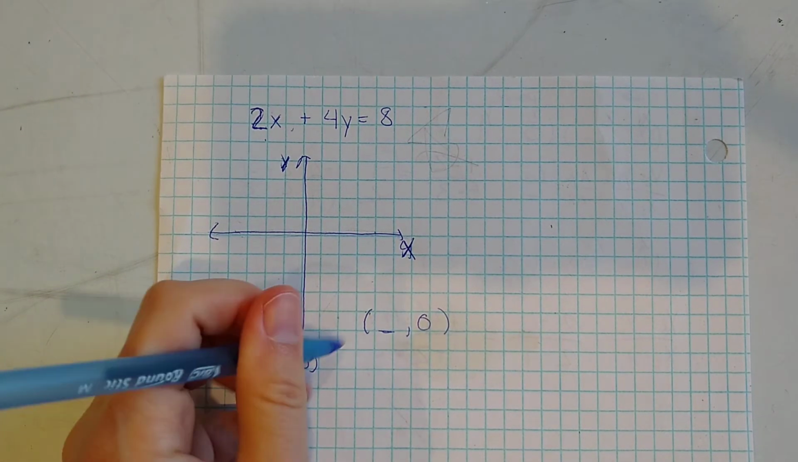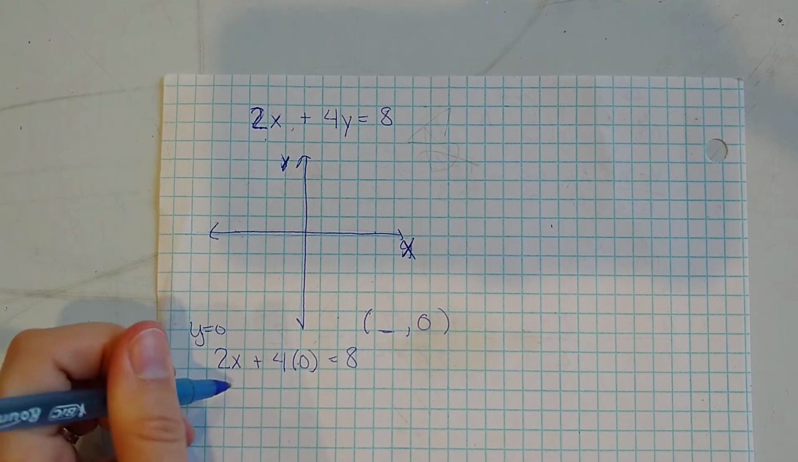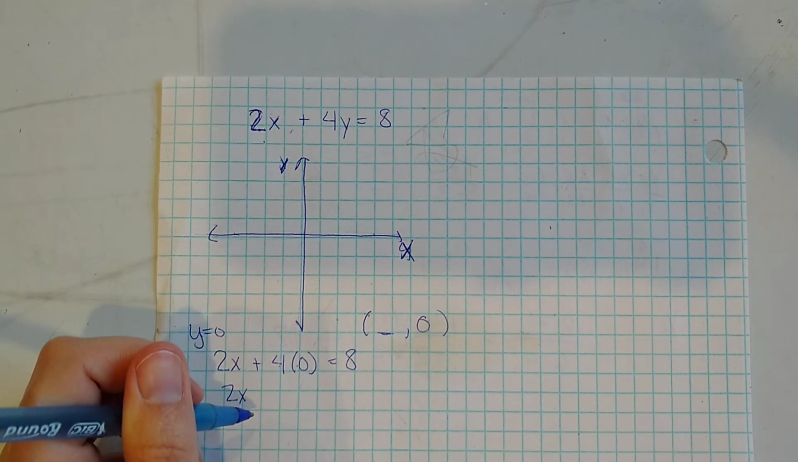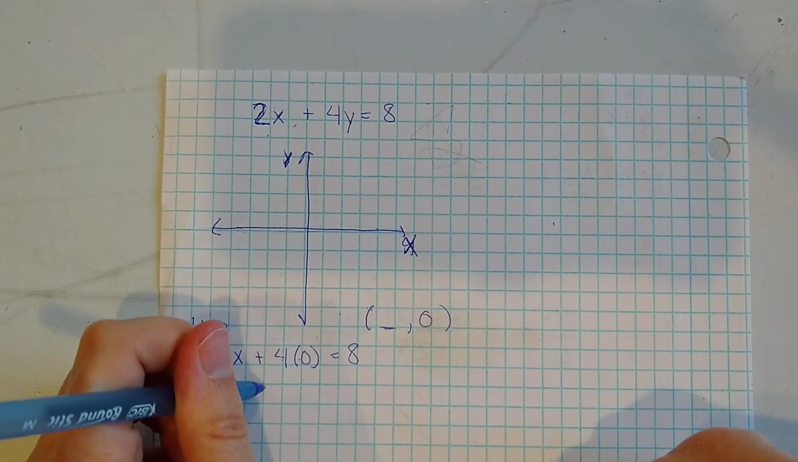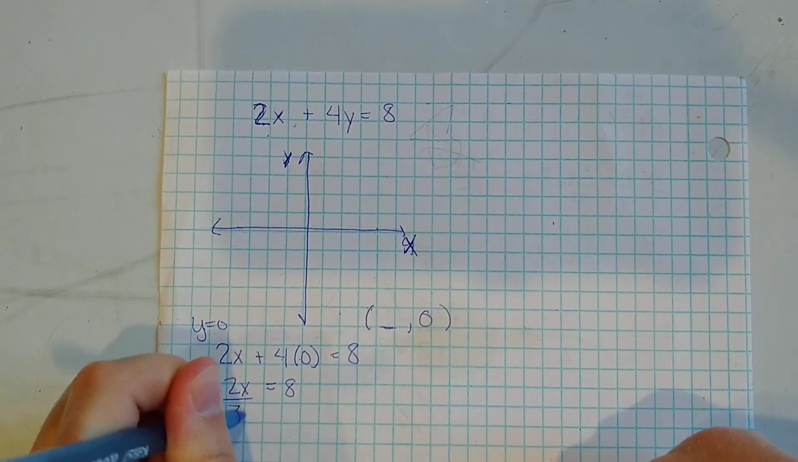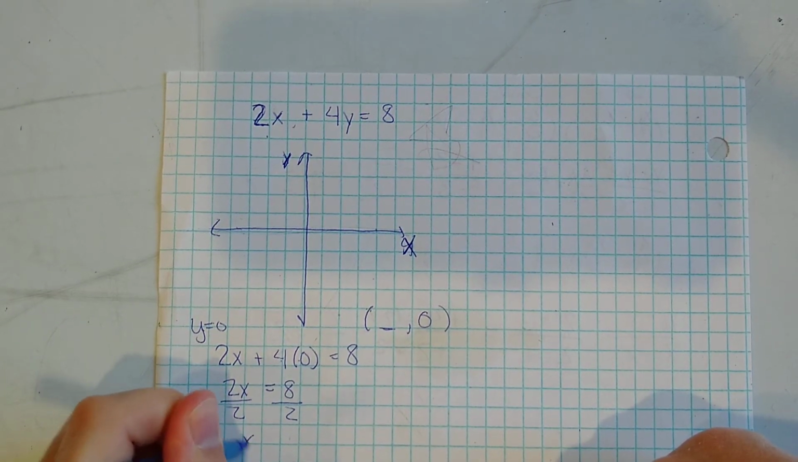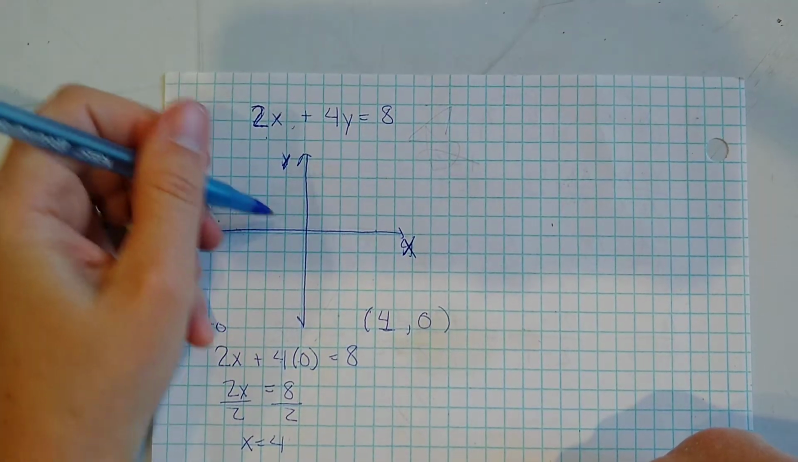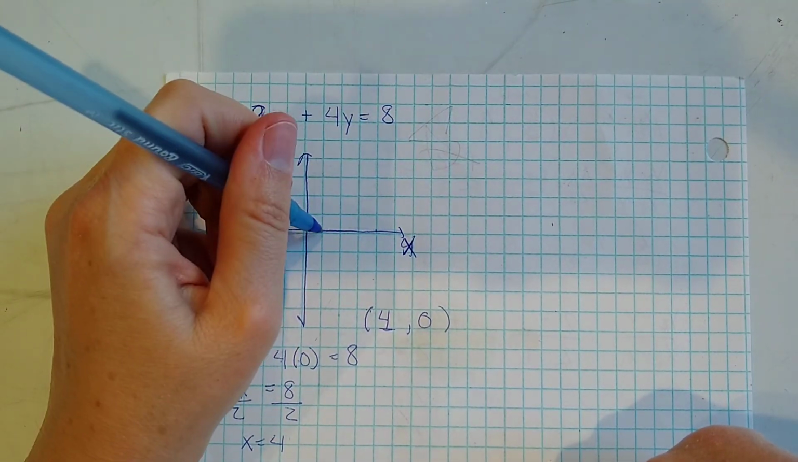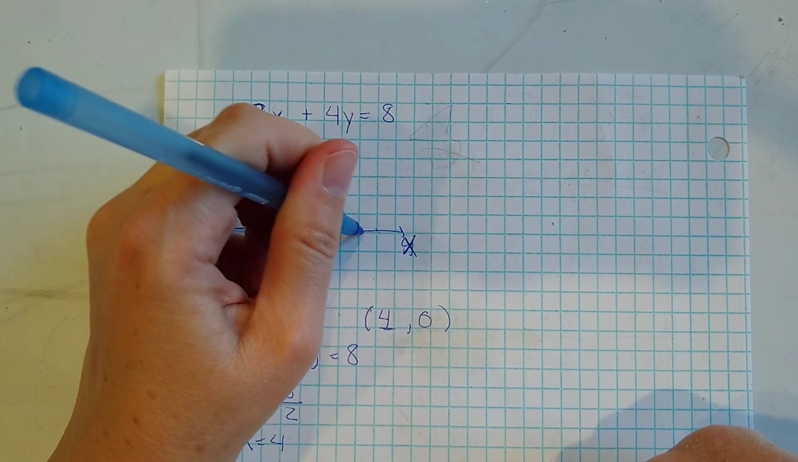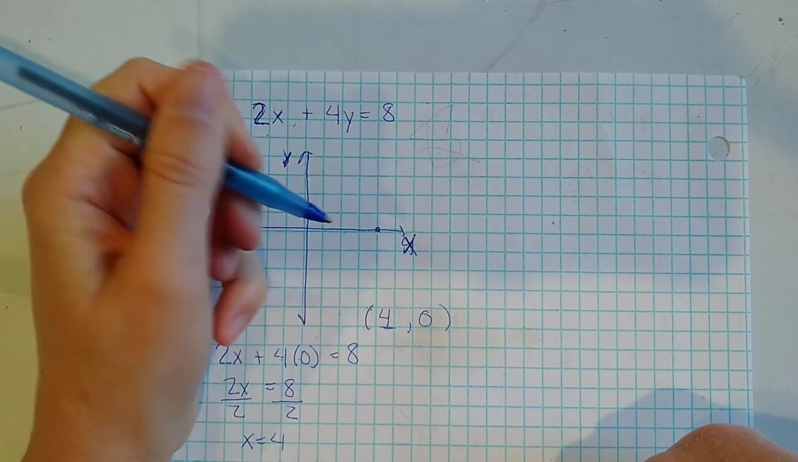So what is x going to be? I put 0 in for y. So 2x, 4 times 0 is going to be 0, so I'm just going to drop it, equals 8. Divide by 2, divide by 2, and I get x equals 4. So I have my first point. My first point is 4, 1, 2, 3, 4, and 0.